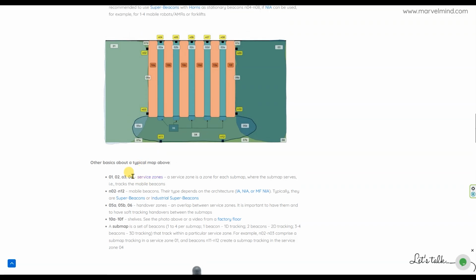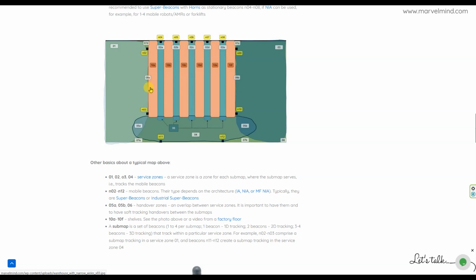So again, a bit more about the terminology. So 01, 03, 04, etc., they are service zones. Between them, 05, 05B, and 06, they are handover zones. These are the mobile beacons, N02, N03. They're using N, the same terminology as in the dashboard. And so, as I already mentioned, the handover zones. These are the shelves. And the submap is a set of beacons.